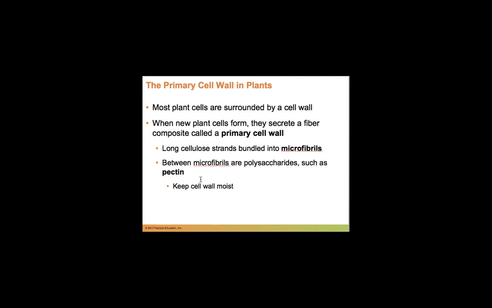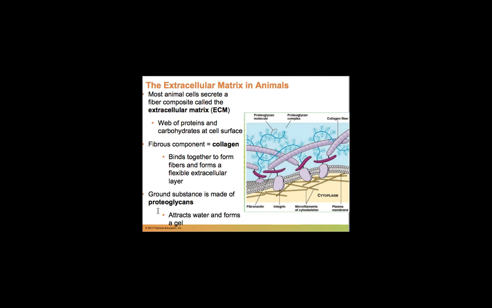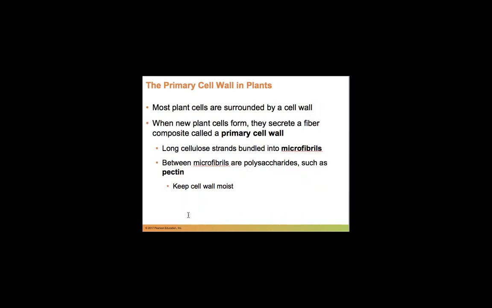Between our microfibrils, we're going to have polysaccharides such as pectin. Now, pectin is going to help keep our cell wall moist. Why? Because pectin is going to attract water. Once again, that is hydrophilic. So this is similar to the extracellular matrix. In our extracellular matrix, we had our proteoglycans attracting water, forming a gel. In our primary cell wall, we're going to have pectin that is attracting water, forming a gel-like substance and helping keep that cell wall moist.